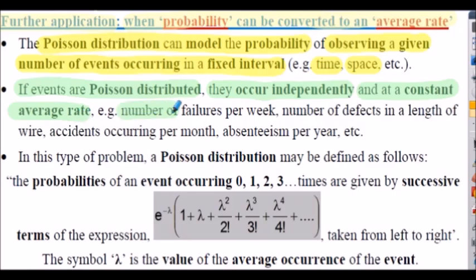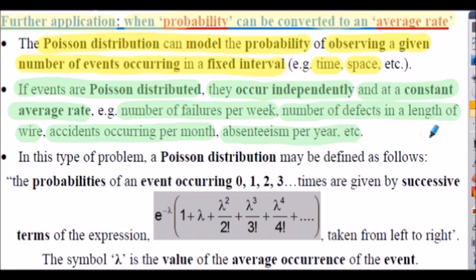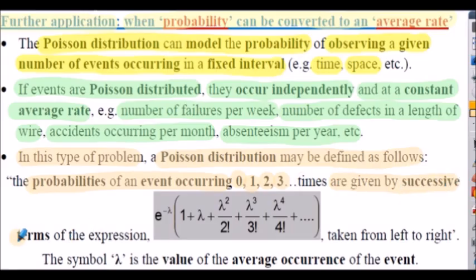So for example, number of failures per week, number of defects in a length of wire, accidents occurring per month, absenteeism per year, etc. In this type of problem, a Poisson distribution may be defined as follows. The probabilities of an event occurring, not at all, once, twice, thrice, etc. are given by the successive terms in this expression as shown before, taken from left to right. But here the symbol lambda is the value of the average occurrence of the event.